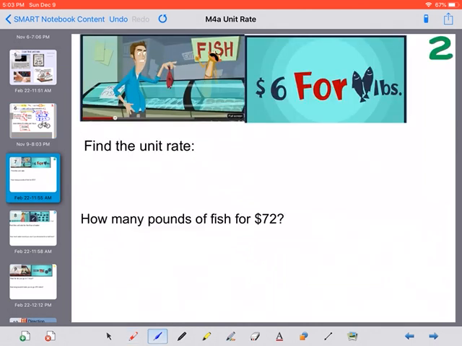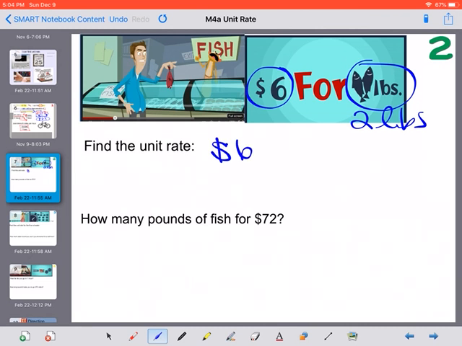So we watched a video. If you didn't, I put a link in Schoology. It says find the unit rate. If you're buying fish, it's going to cost you $6 for 2 pounds of fish. So $6 for every 2 pounds.